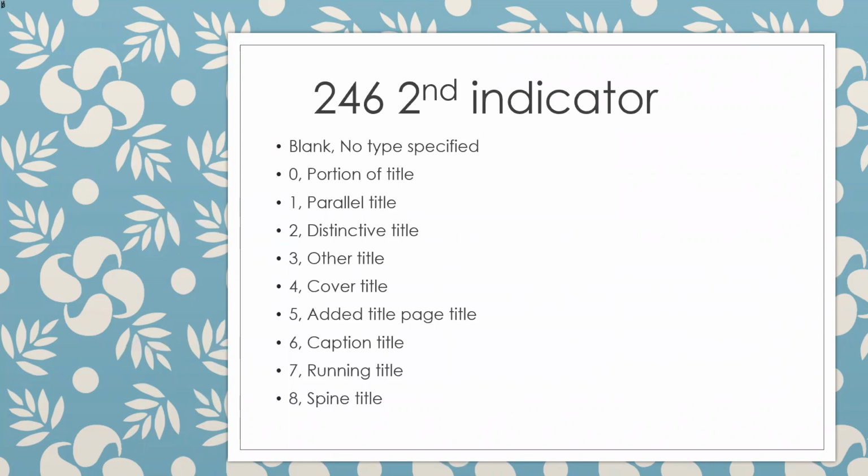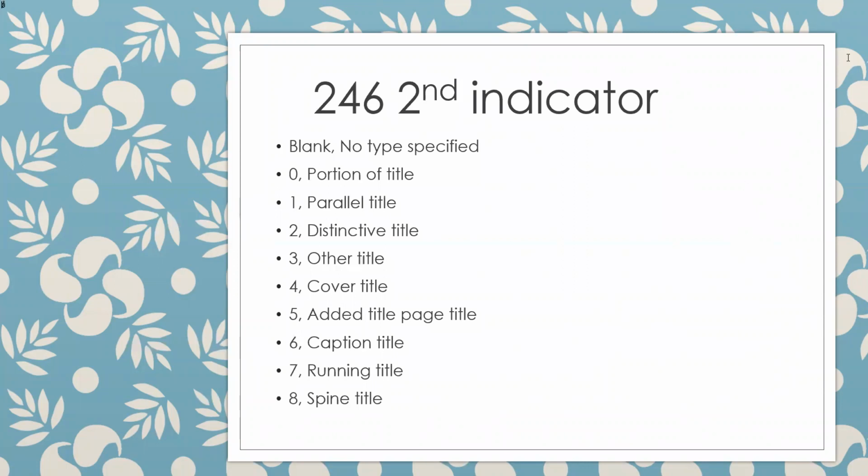If it's a 0, that's the portion of title. If it's a 1, it's a parallel title. If it's a 2, it's a distinctive title. If it's 3, it's other title. If it's a 4, it's a cover title. If it's 5, it's added title page title. If it's a 6, it's caption title. If it's 7, it's a running title. And if it's 8, it's a spine title.